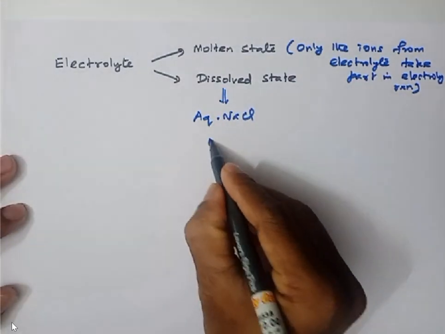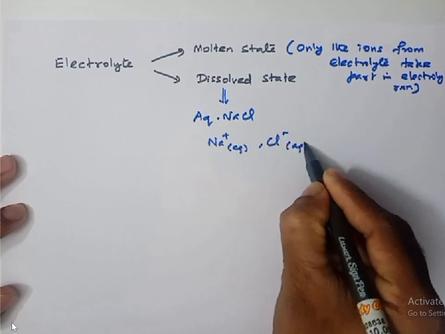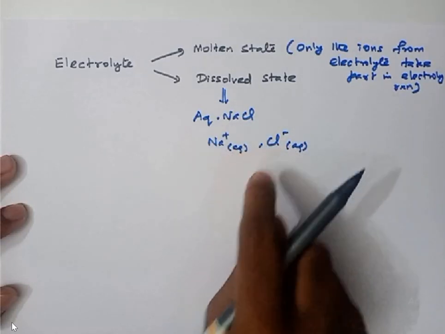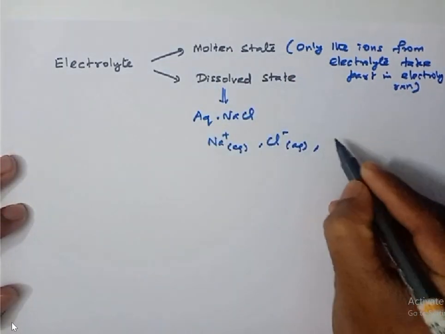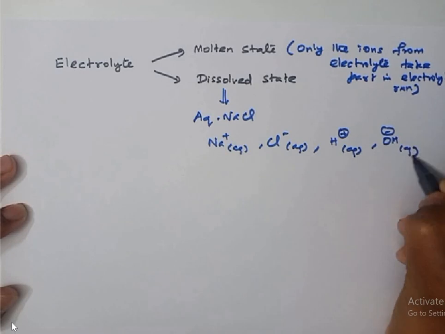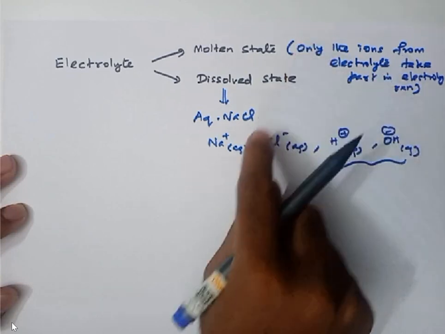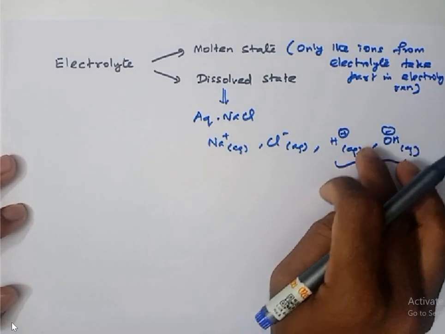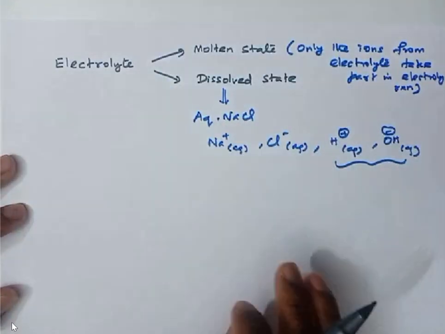right? In aqueous sodium chloride we have sodium ion in aqueous medium and chloride ion in aqueous medium. Apart from these two ions, which come from the electrolyte, the self ionization of water produces ions like H plus and OH minus, whereas these ions are not available in the molten state. In the molten state only the ions from the electrolyte are available for reaction, whereas in the dissolved state, the ions from the self ionization of water may also participate in the reaction.